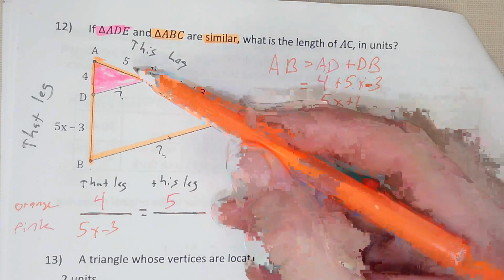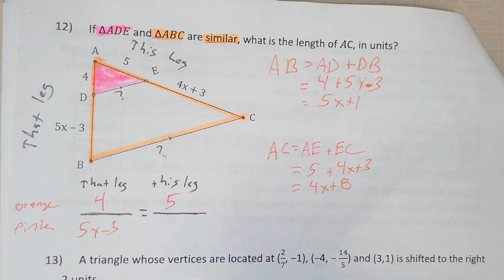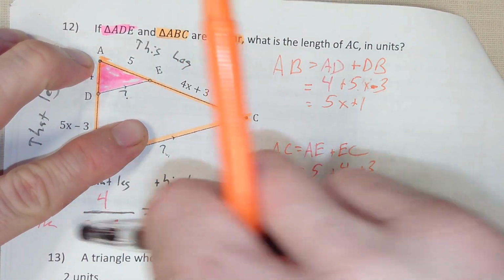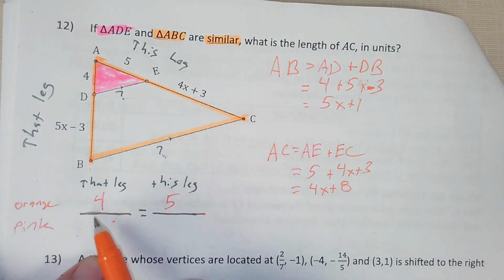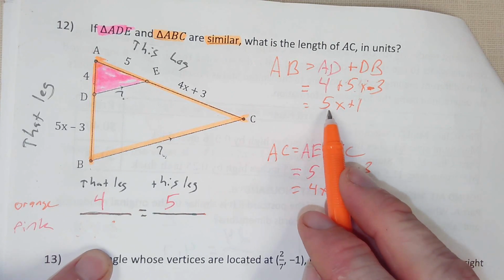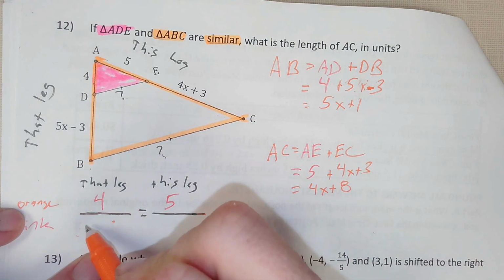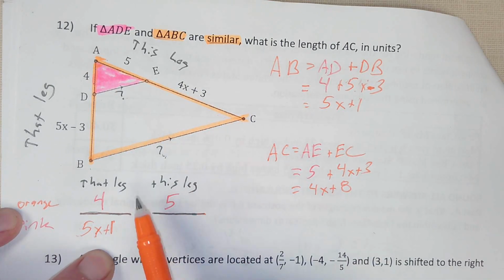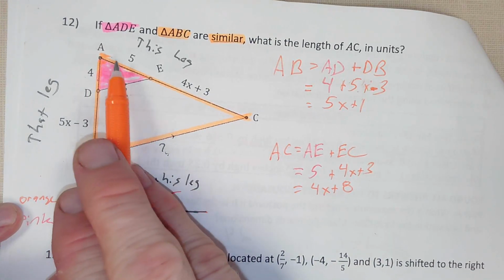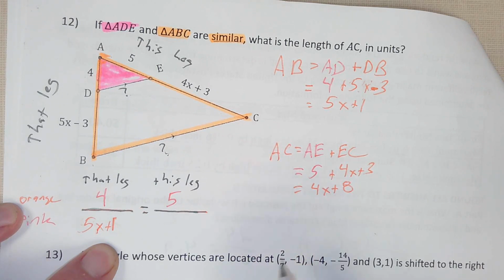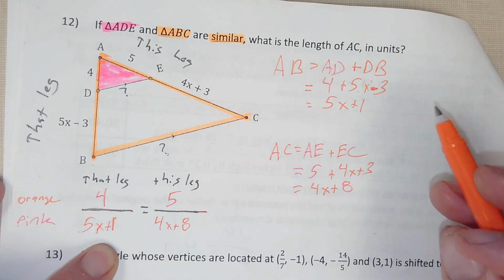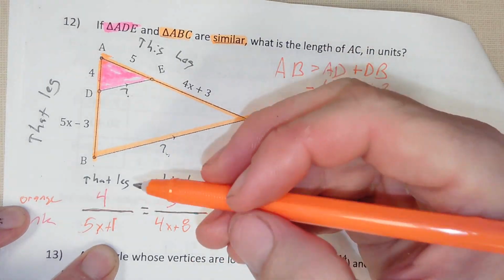Then for my orange triangle, that leg for the orange triangle is 5x minus 3. Oh no, that's not right. I made a mistake. That's the whole reason I named that leg. That leg is AB, and AB is 5x plus 1. Oops, almost made that mistake. Then this leg is AC, which is 4x plus 8. All right, so now I've got something I can solve for x.